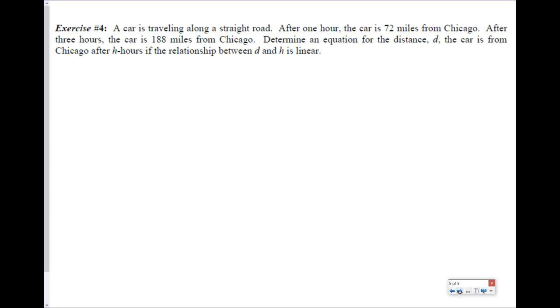Alright, a car is traveling along a straight road. When I say this word straight, that automatically clues me in that there's probably going to be something where I need to use that form, because straight means a line. So I'm going to underline that and remind myself that's important.